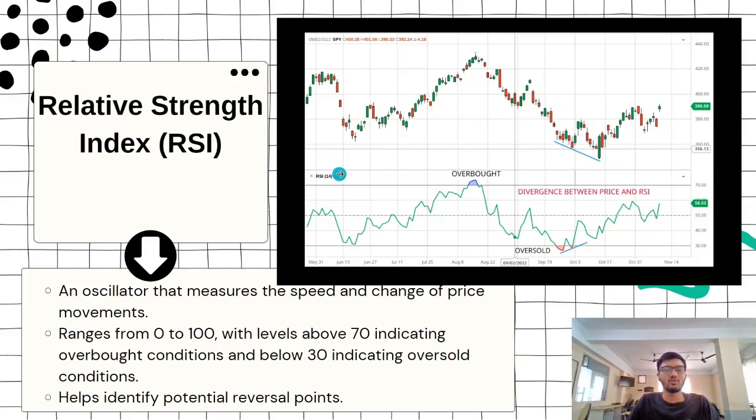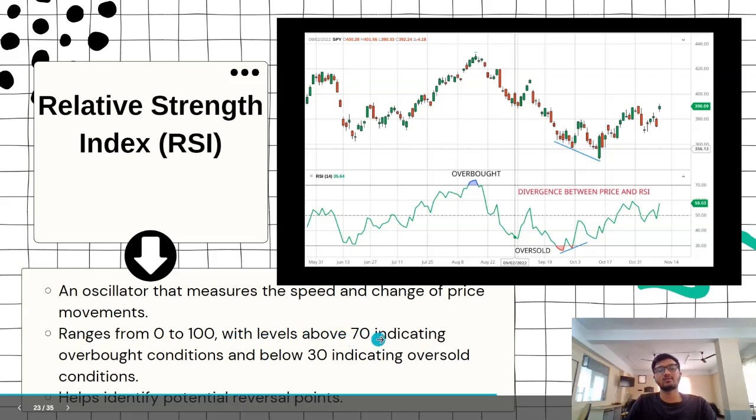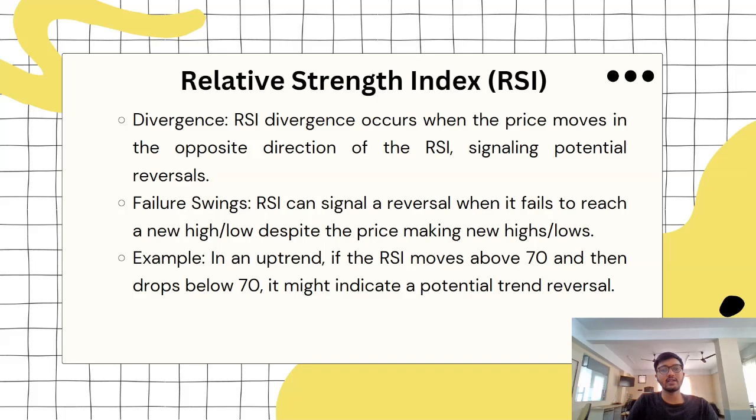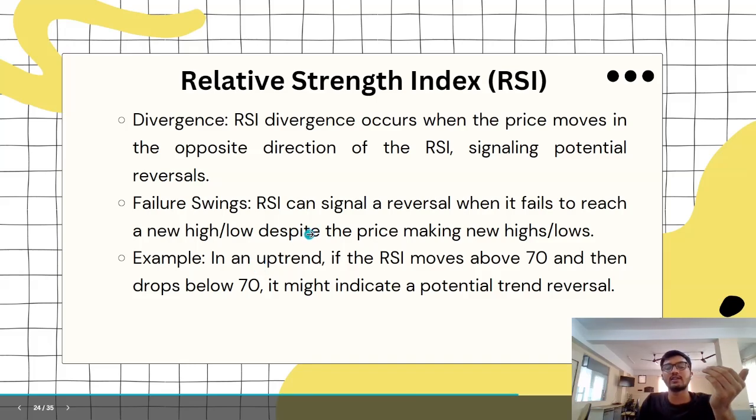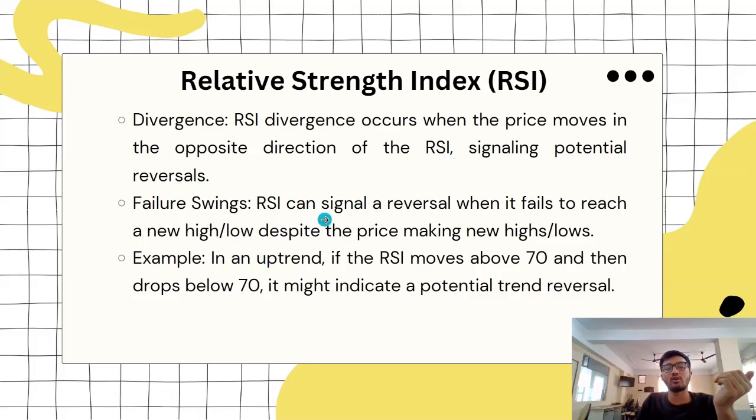So the default setting of the RSI is 14. Like it takes the average of the previous 14 candles. An oscillator that measures the speed and changes of price movement ranges from 0 to 100, with levels above 70 indicating overbought and conditions below 30 indicating oversold. So actually, RSI divergence occurs when the price moves in the opposite direction. So actually, it gives you a reversal trend signal. Failure swings: RSI can signal reversal when it fails to reach a new high or low, despite the price making new highs or new lows.